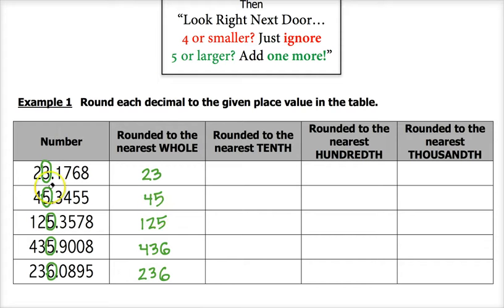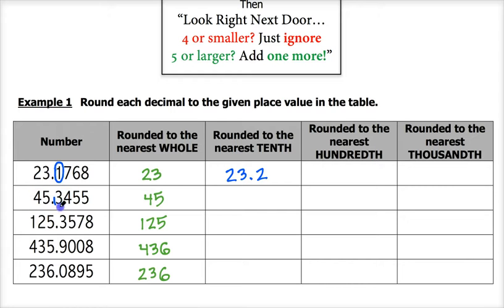Okay, we're going to do the same thing now, but now we're going to practice rounding to the nearest tenths place. So this is the second column. So for 23.1768, I'm going to go to the tenths place, which is a 1. I'm going to look to the right of 1, and I notice I have a 7. 7 is 5 or larger, so I'm going to add 1 more to my 1. So this becomes 23.2.